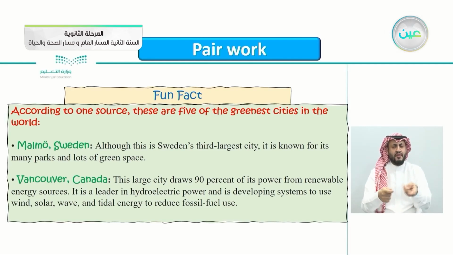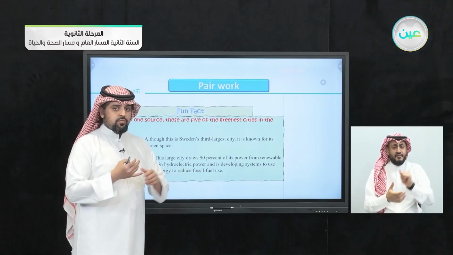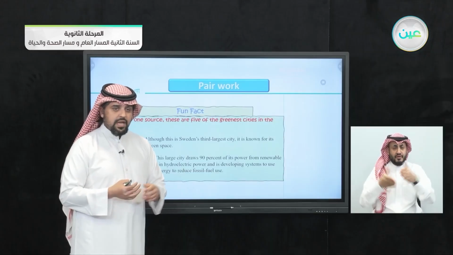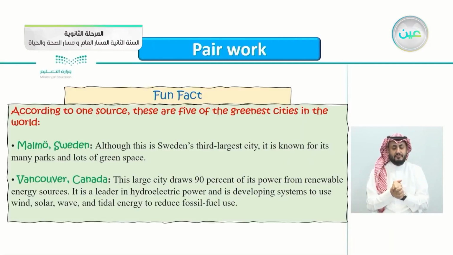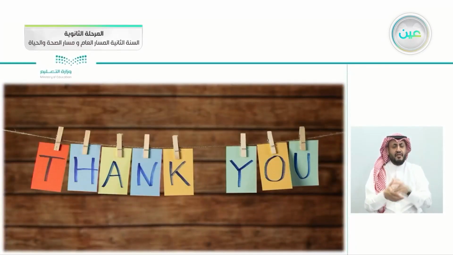It is a leader in hydroelectric power, and it's developing systems to use wind, solar, wave, and tidal energy to reduce fossil fuel use. So Vancouver, Canada, they try to get their electricity not from the fossil fuel, but from wind and the waves, and the tidal energy, all of this to reduce the fossil fuel use.